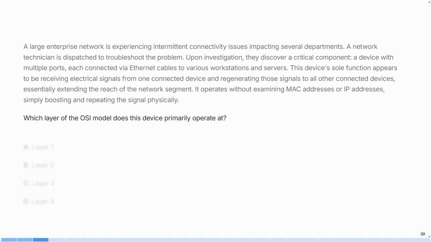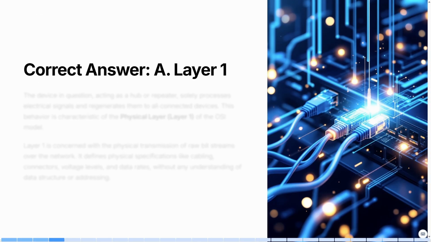Which layer of the OSI model does this device primarily operate at? Is it A, layer 1, B, layer 2, C, layer 3, or D, layer 4? Your answer is coming in 3 seconds. Pause the video if you do need more time. 3, 2, 1. That's absolutely right. The answer is A, layer 1.